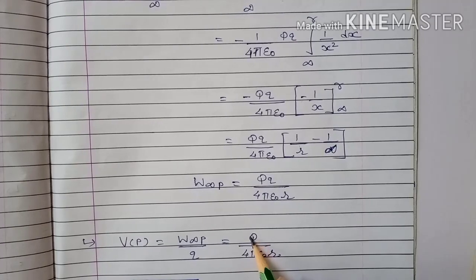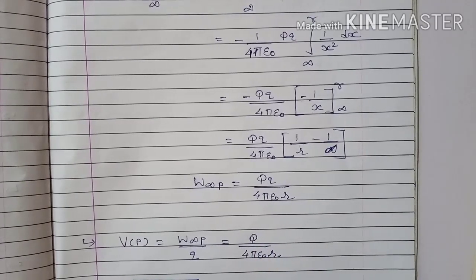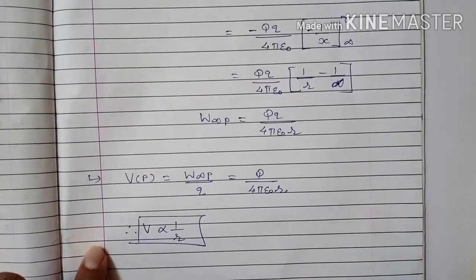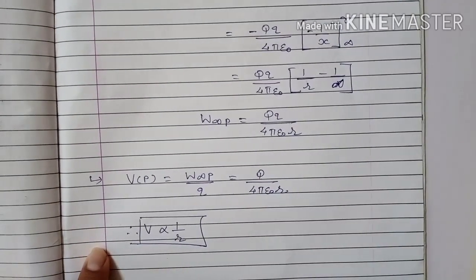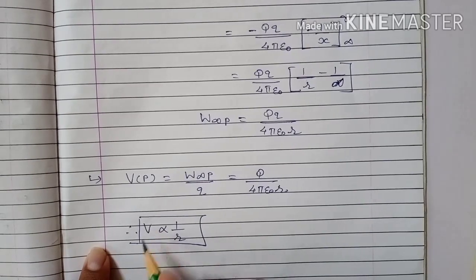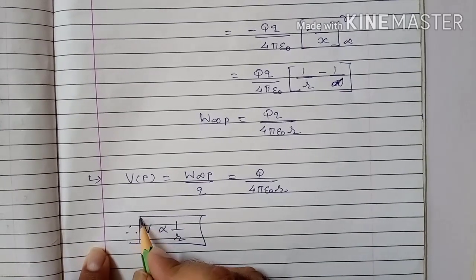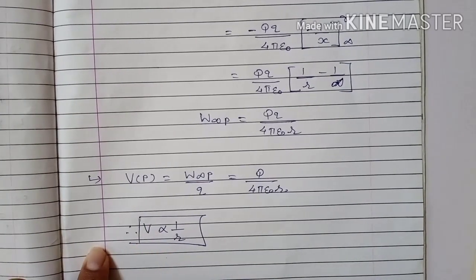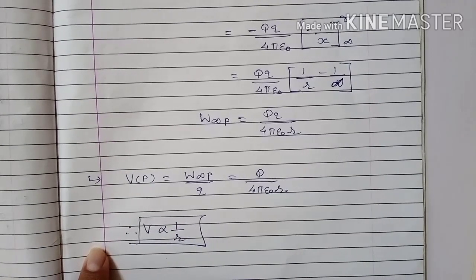Q is a point charge whose value is fixed. 1 upon 4 pi epsilon naught is constant. So we can say that electrostatic potential is inversely proportional to distance. As the distance of the point of consideration from the point charge changes, the value of electrostatic potential will change.